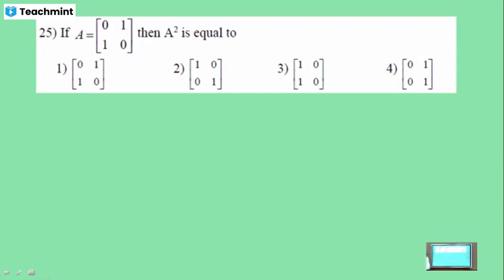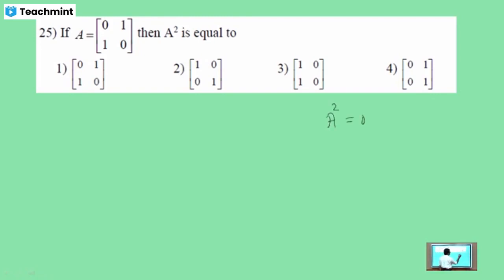A is the matrix given as 0 1 1 0, then A square equals what? Usually, when we say A square, we think of squaring the corresponding elements and directly write 0 1 0 1 1 0 as the first option. But you must know that A square is not that.